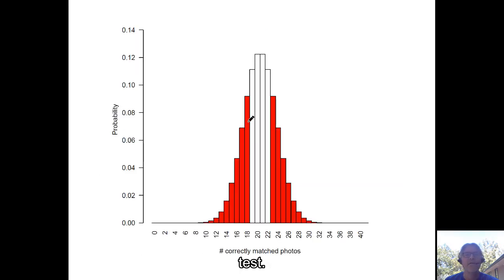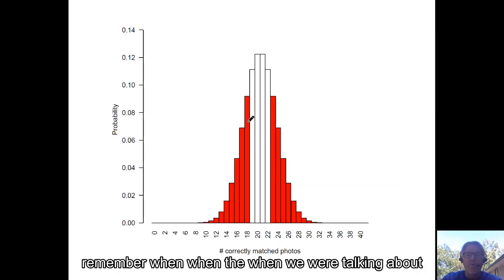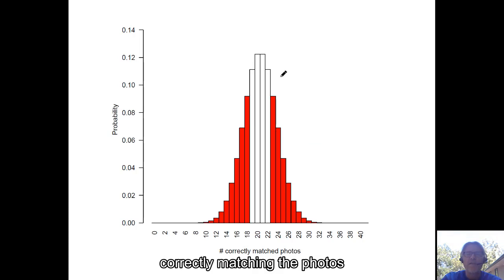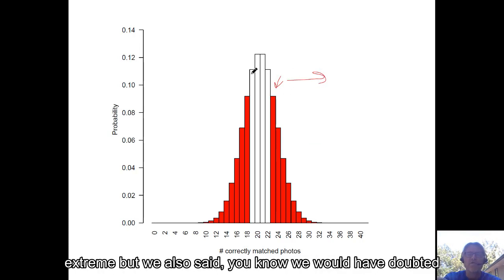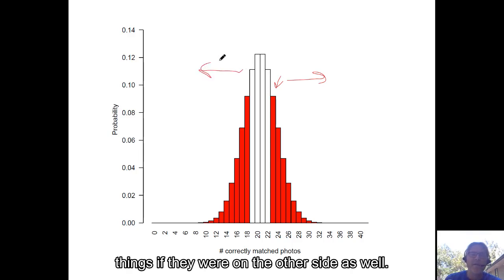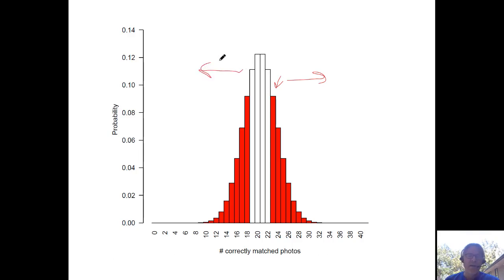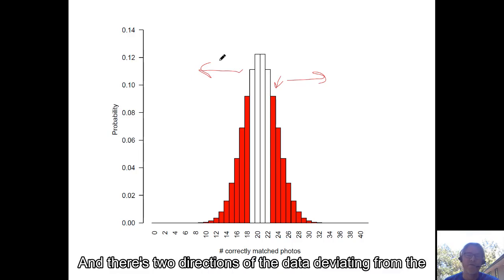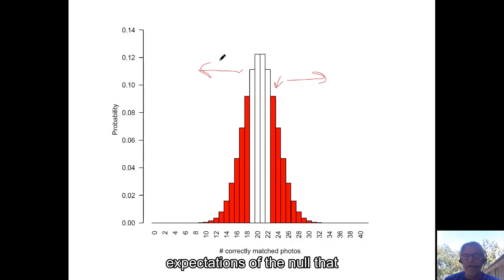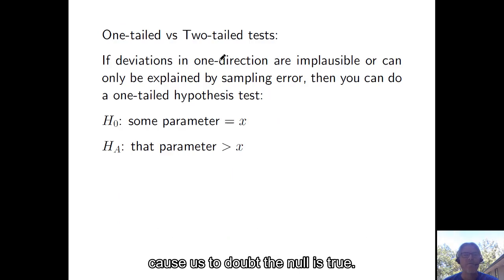That's a two-tailed test. And so remember when we were talking about correctly matching the photos, there was our observed data. We counted this tail as more extreme, but we also said we would have doubted things if they were on the other side as well. And so that is also as extreme. And so there's two tails that contribute to the p-value, and there's two directions of the data deviating from the expectations of the null that cause us to doubt that the null is true.